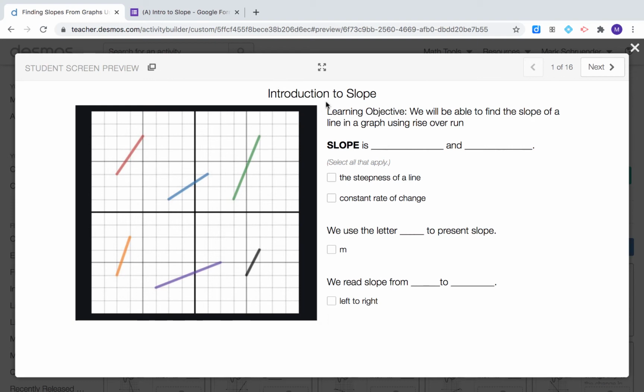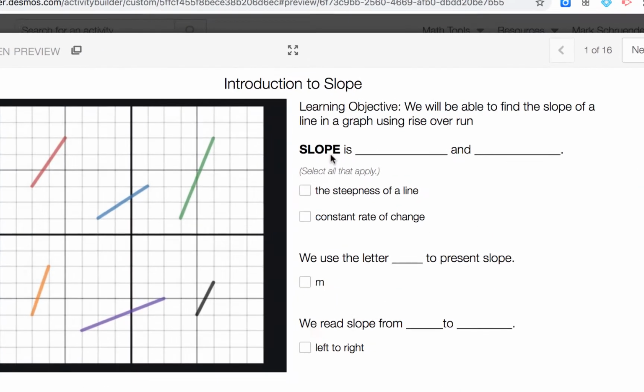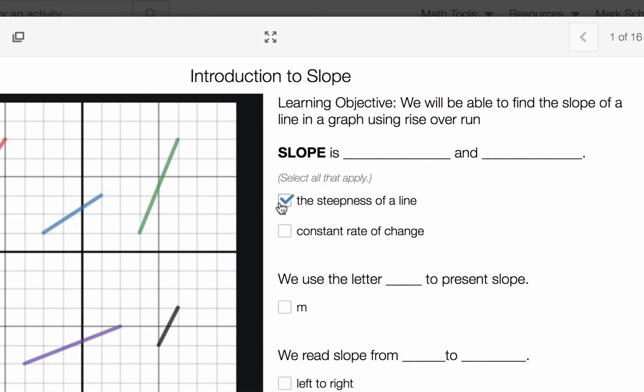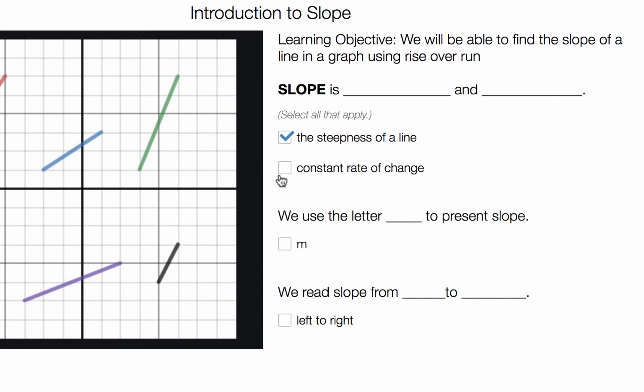Alright, we're about to start learning about slope, and we're going to do this in the next couple classes. This is, in my opinion, the most important topic we learn in all of 8th grade. And so it says we'll be able to find the slope of a line in a graph using rise over run. And that's a definition that we often refer slope to. Another one is the steepness of a line and the constant rate of change.